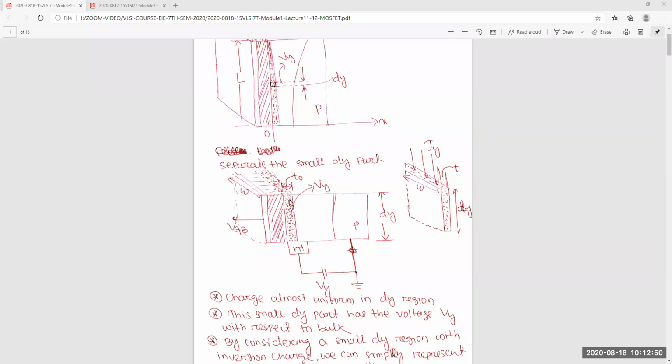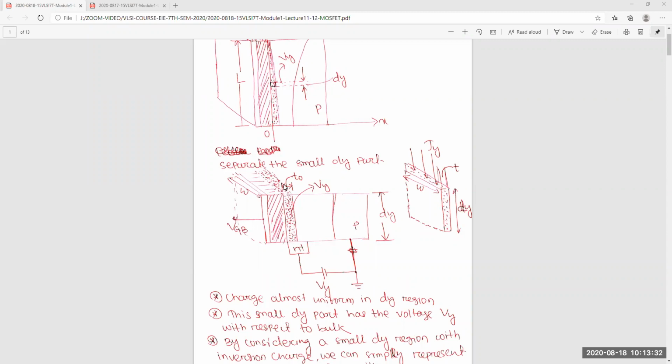This whole part is nothing but this charge, and we assume that the voltage at this point is Vy. Throughout, this voltage Vy is constant, and we are assuming the charge is also uniform everywhere. So since it's a charge, we can represent it as a source, and there is a voltage Vy with respect to bulk. This is ground, and this part is your VGB as usual.